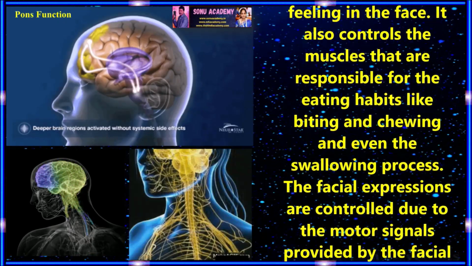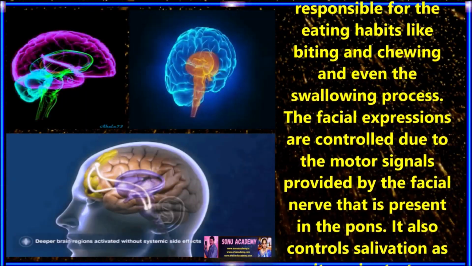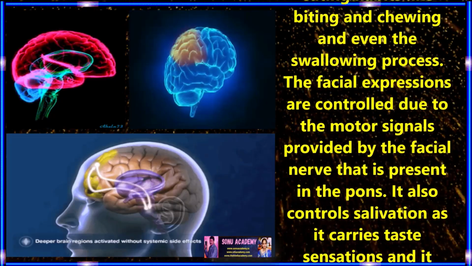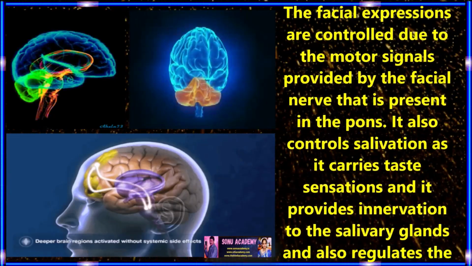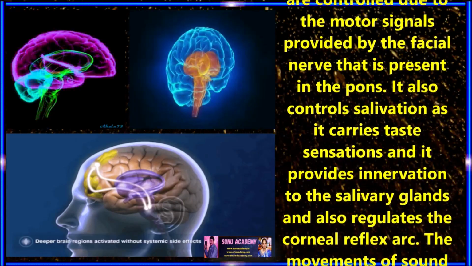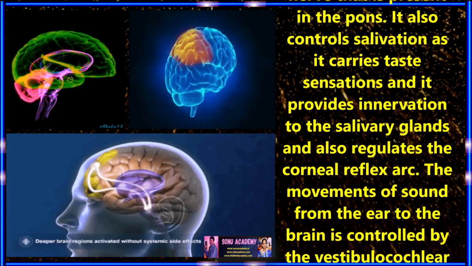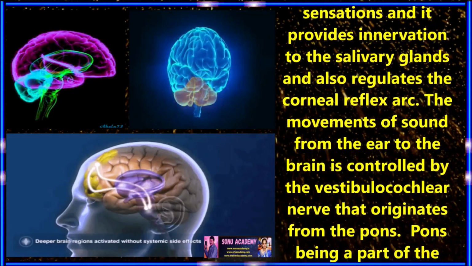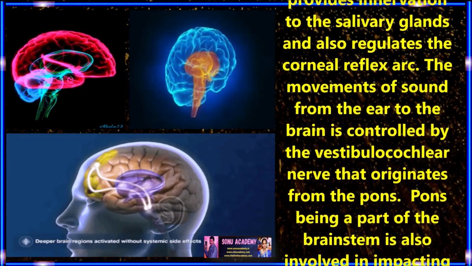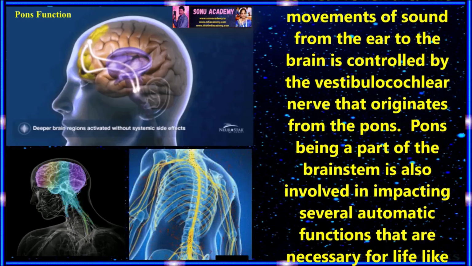The facial expressions are controlled due to the motor signals provided by the facial nerve that is present in the pons. It also controls salivation as it carries taste sensations and provides innervation to the salivary glands, and also regulates the corneal reflex. The movement of sound from the ear to the brain is controlled by the vestibulocochlear nerve that originates from the pons.